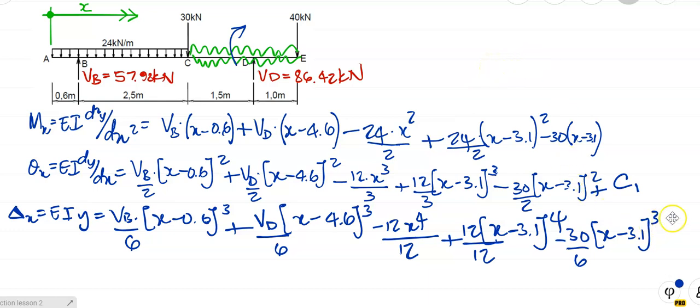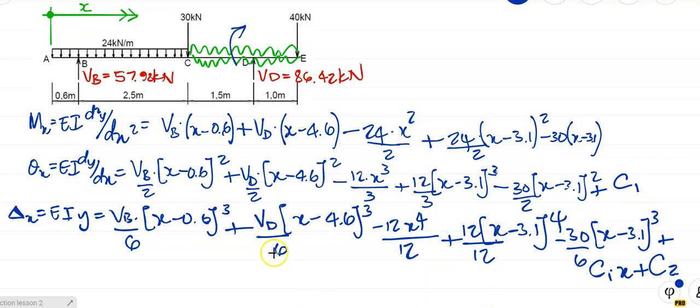And that will be plus, of course, C1 times x. And of course, out of that will come the second constant of integration, and we call it C2. Some people call it K2, but we call it C2. Okay, right, people? That's the next step in the process. We need to find C1 and C2 by using the boundary conditions.